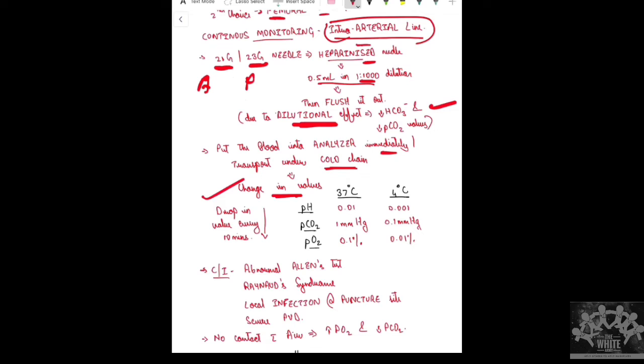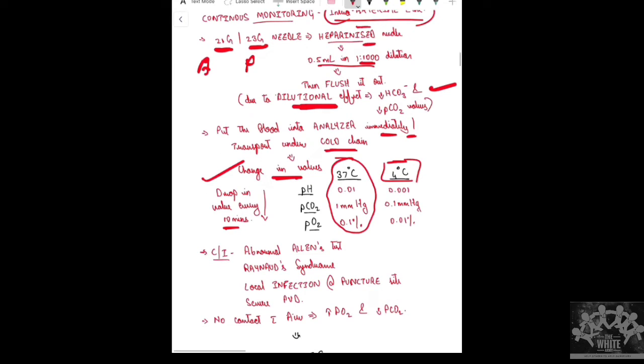See, there is a drop in the values every 10 minutes, and this drop is much more at room temperature, at 37 degrees Celsius. That is why you use the cold chain. Either you do it immediately in the ICU if there is an ABG machine, or we do it at 4 degrees Celsius.